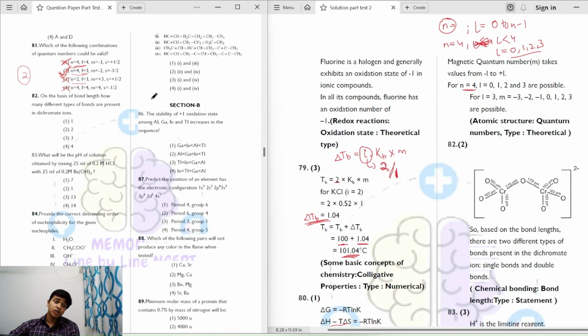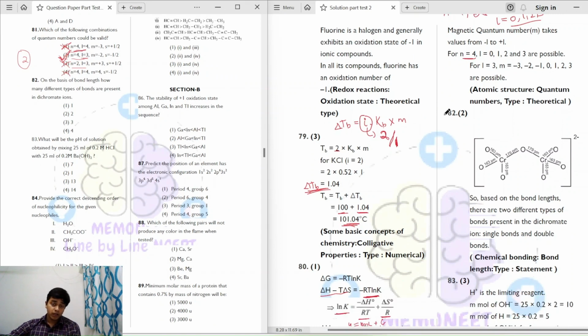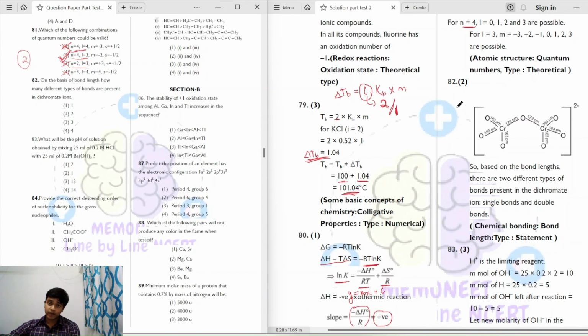The question says, on the basis of bond length, how many different types of bonds are present in the dichromate ion? So here we can see the structure of the dichromate ion, which is given. We have two chromium atoms, right? The chromium atoms are joined together by a bridging oxygen. So we have two Cr-O bridging bonds and three terminal chromium-oxygen bonds for each chromium atom.